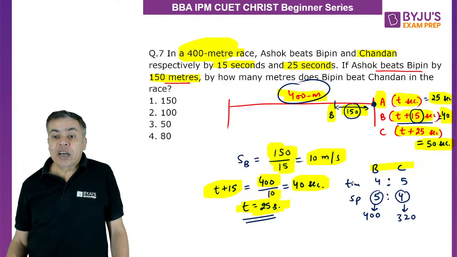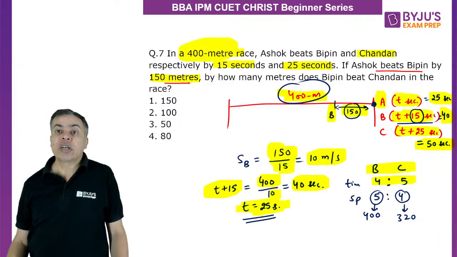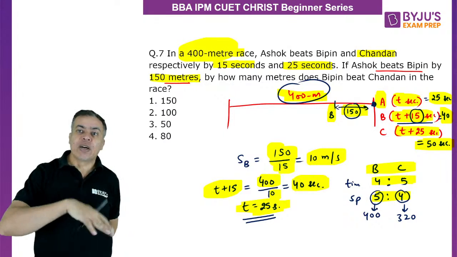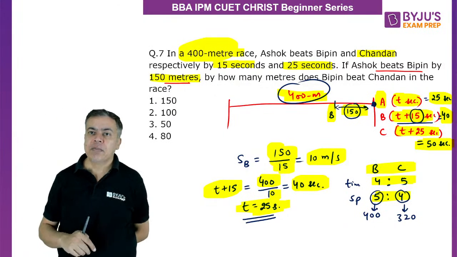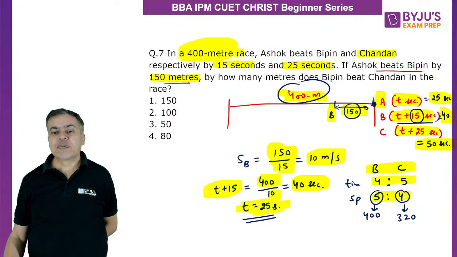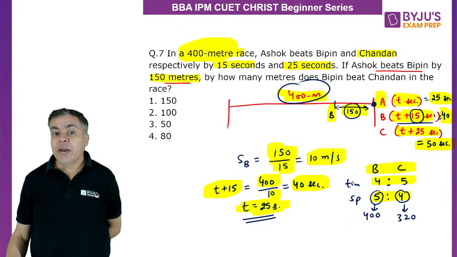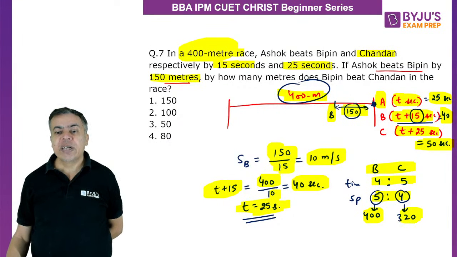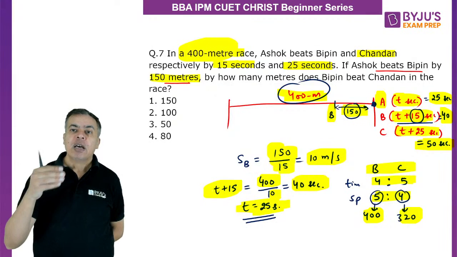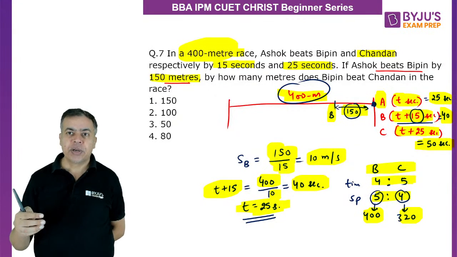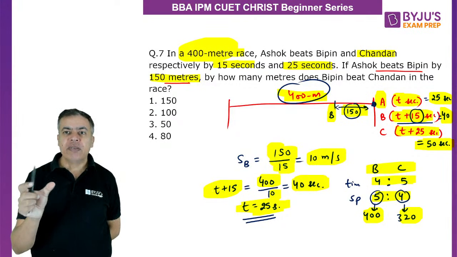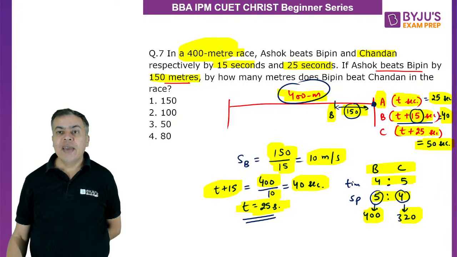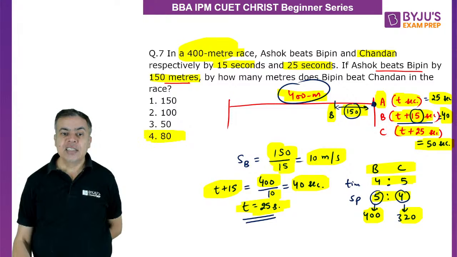If the time taken by B and C is 4:5, that is 40 and 50, the speed should be 5:4, because speed is inversely proportional to time if the distance is the same. So when B covers 400 meter, C in the same time will cover 320 meter. The speed ratio is 5:4: 5 into 80 is 400, 4 into 80 is 320. The distance covered should be in ratio 5:4, 400 and 320. So B will beat C by 80 meter. The answer should be 80 meter.